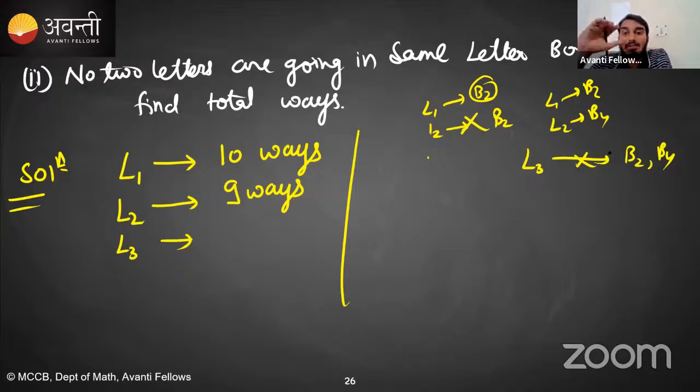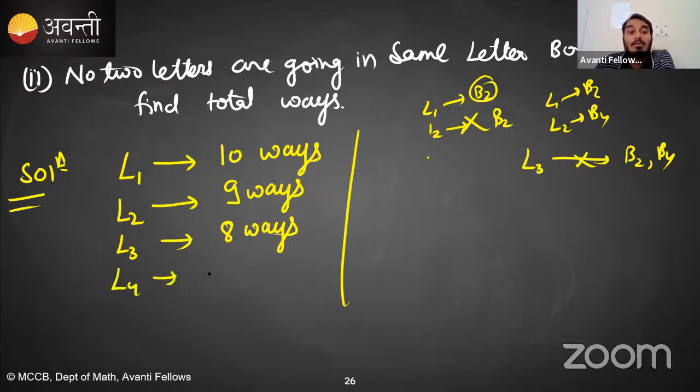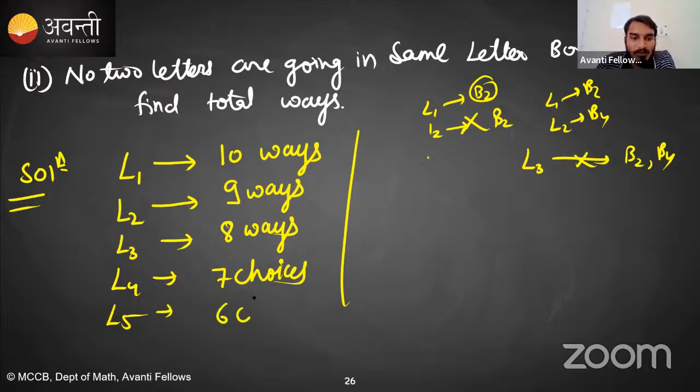Now these two choices are not there. L3 does not have these two choices, right? So how many choices does it have? 8 choices. So 8 ways. Similarly, L4 now has 7 choices. Clear? And L5 now has 6 choices.